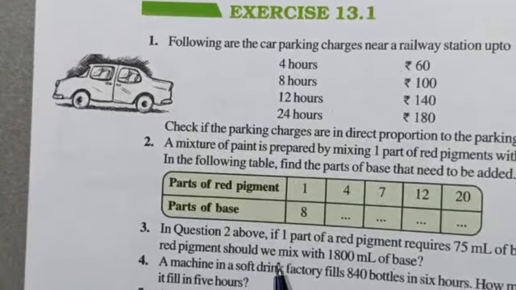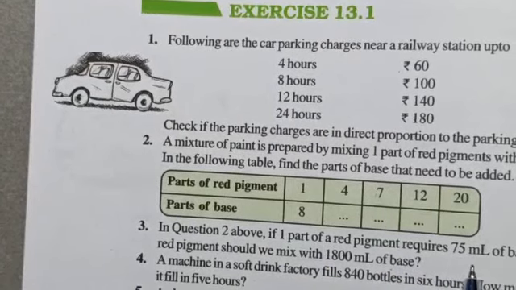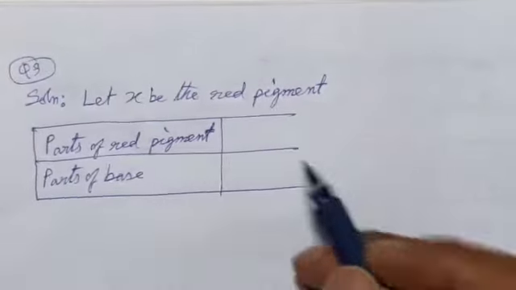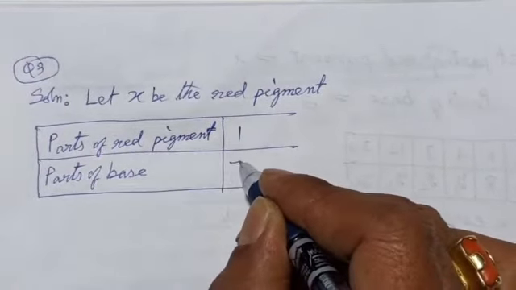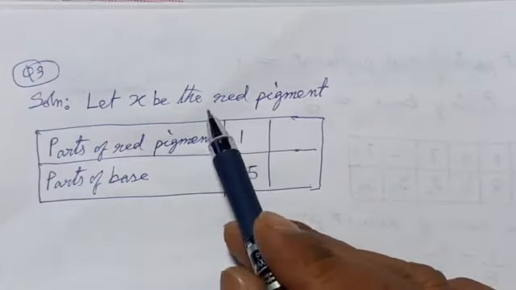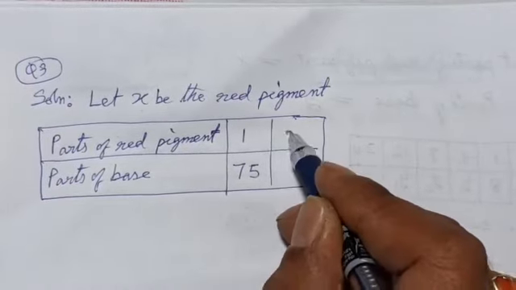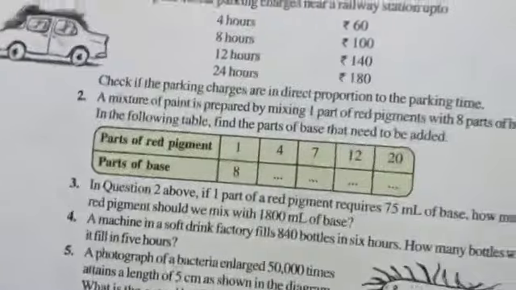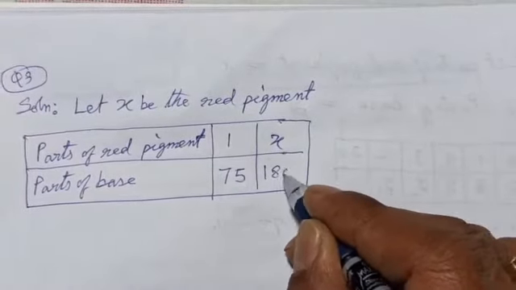Now in the question, one part of red pigment requires 75 milliliters. So when part of red pigment is 1, part of base is 75 milliliters. Here we have to find out the red pigment, and we are taking it as X. And the part of base that is given in the question is 1800 milliliters.